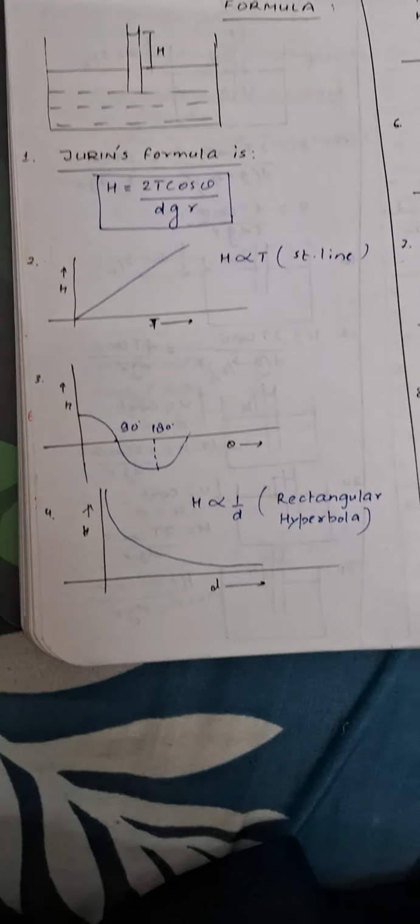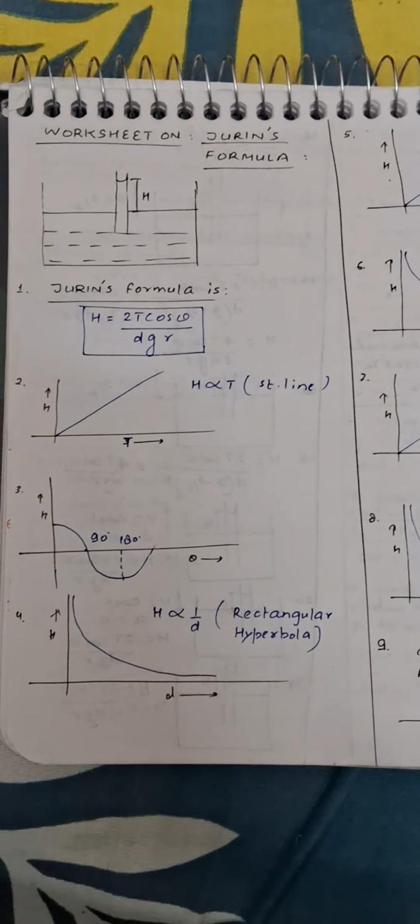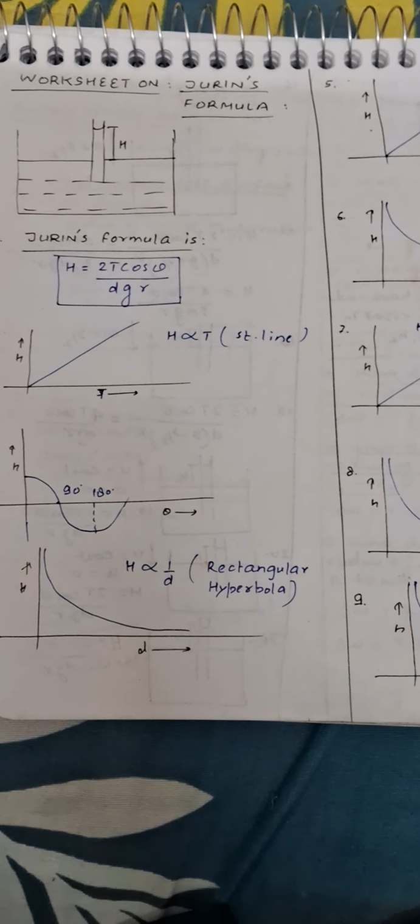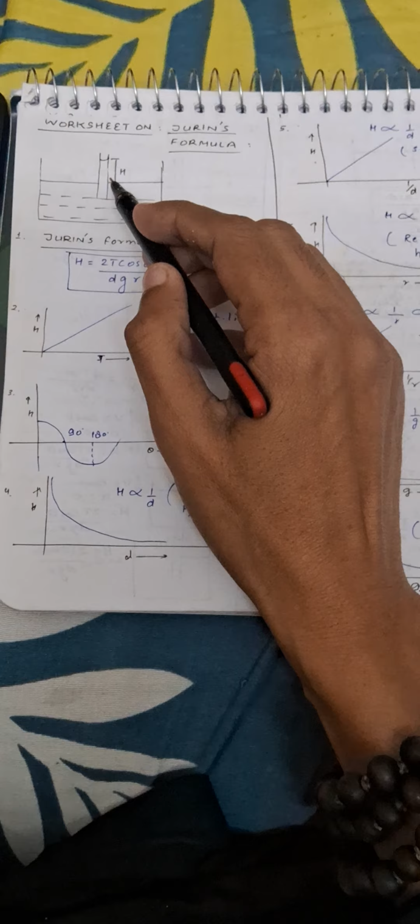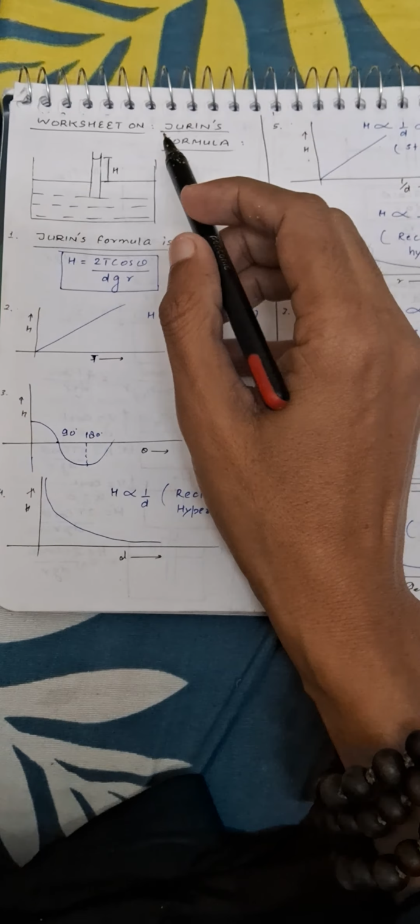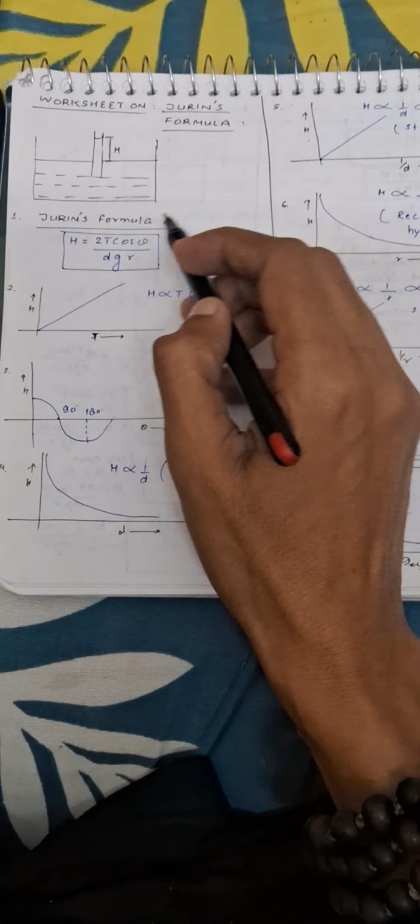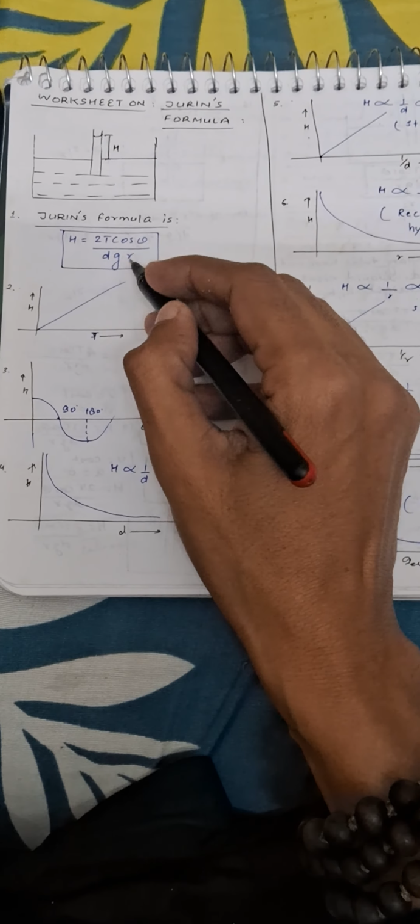So the first thing is what Jurin's law is. Jurin's law is about the height of the liquid which ascends in a capillary tube put in a container. So suppose this is a container, and in the container we put a capillary, and water or the liquid rises through height h. So Jurin's formula related to this is h = 2T cos θ / (d g r).